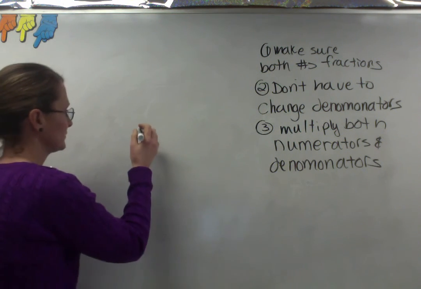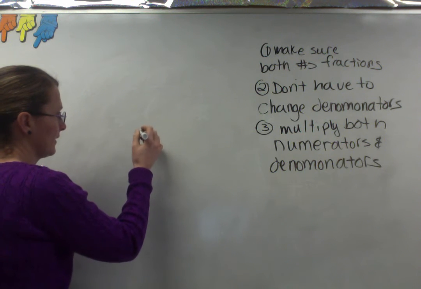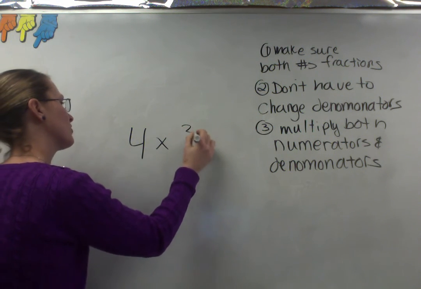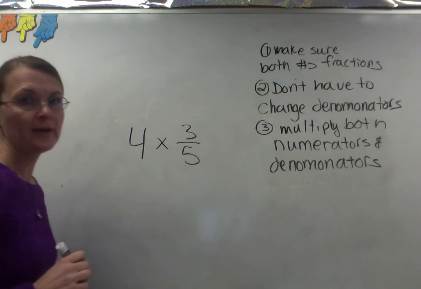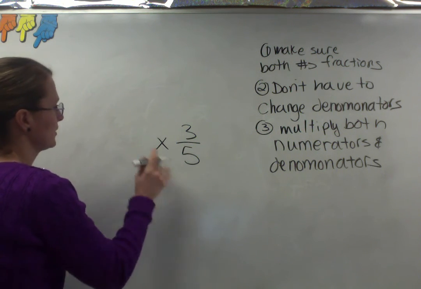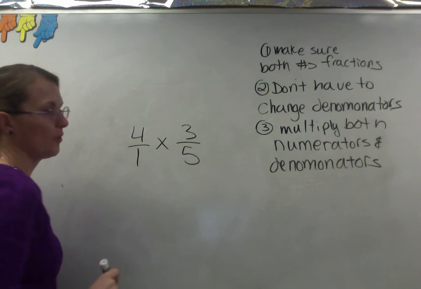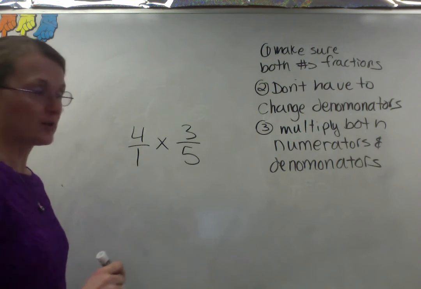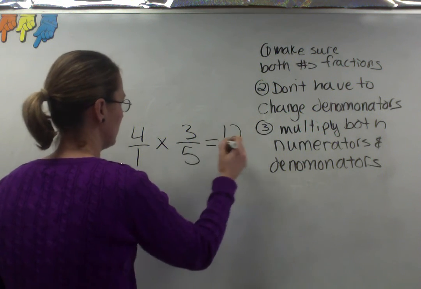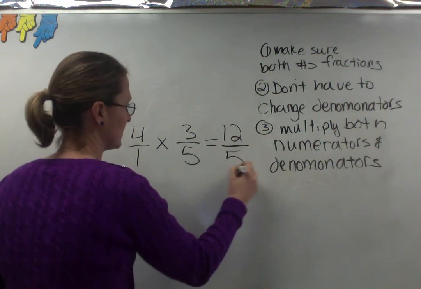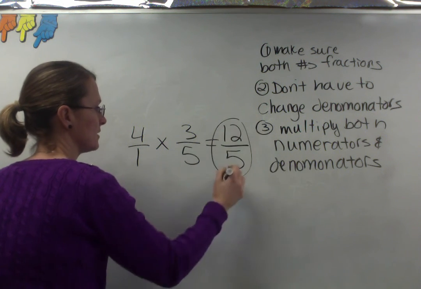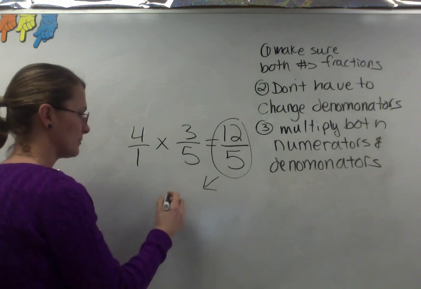All right, let's try another one. Let's do 4 times 3/5, okay? So for 4 times 3/5, we've got to turn the whole number into a fraction by putting a 1 underneath it, multiply across our numerators, which is 12, multiply across our denominators, which is 5, and then we need to take this and turn it into a mixed number.